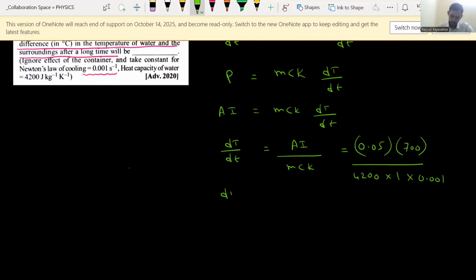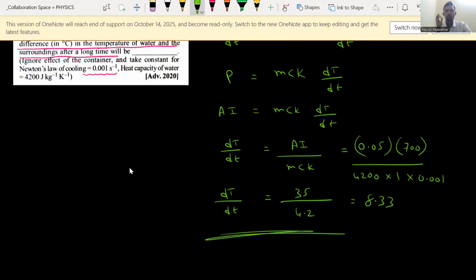So rate of change of temperature with time equals 0.05 into 700. The 0 gets cancelled, so 35 whole divided by, here how much does this become? 4200 and 1 by 1000, so 4.2. Let me calculate: 35 divided by 4.2, right? This is 8.33. This much should be the answer for this question.